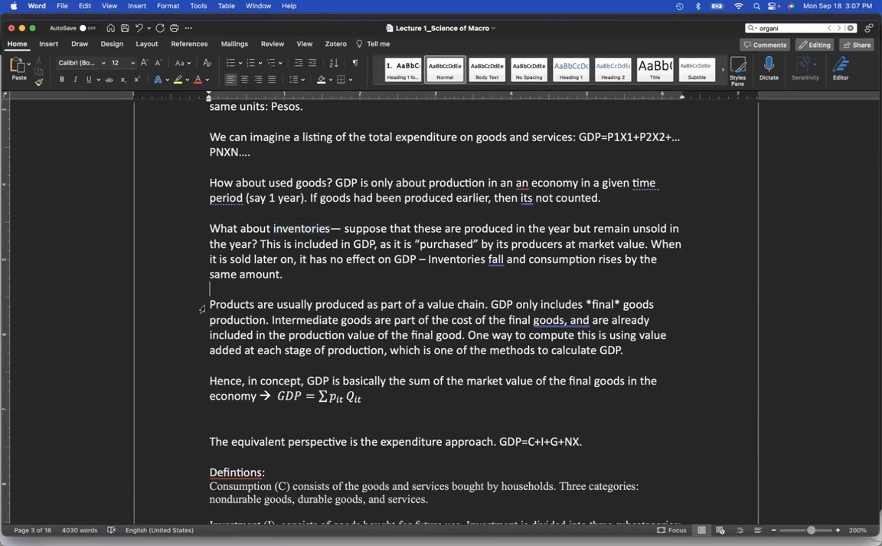Now, and this is the most important thing really. Products are usually produced as part of a value chain. GDP only includes the final goods production. Intermediate goods are part of the cost of the final good and are already included in the production value of the final good. One way to compute this is using value added at each stage of production, which is one of the methods to calculate GDP.